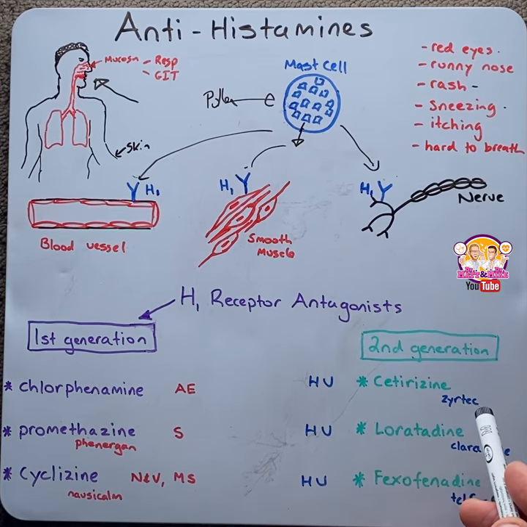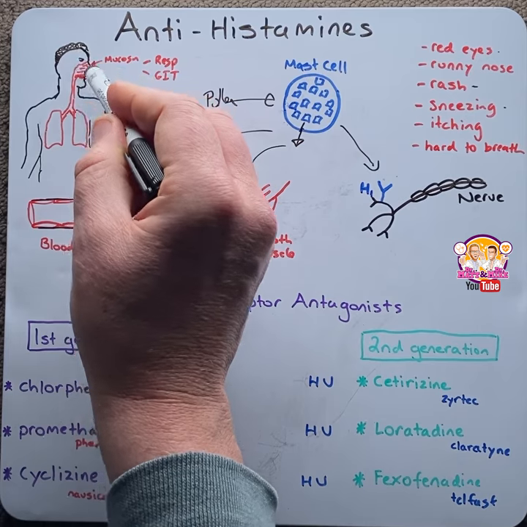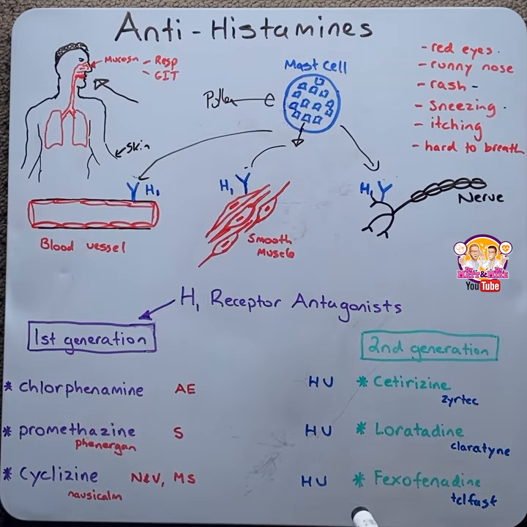Some examples are cetirizine or Zyrtec, loratadine or Claritin, or fexofenadine or Telfast. These drugs are heavily used for hay fever, therefore allergic conjunctivitis, allergic rhinitis, and for the skin, urticaria.